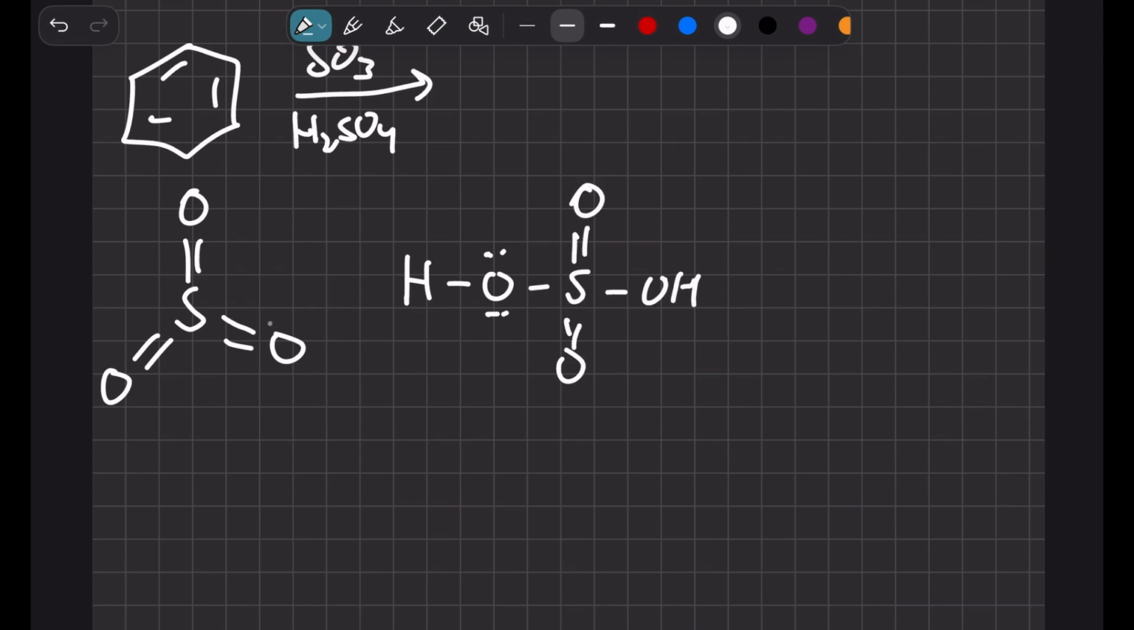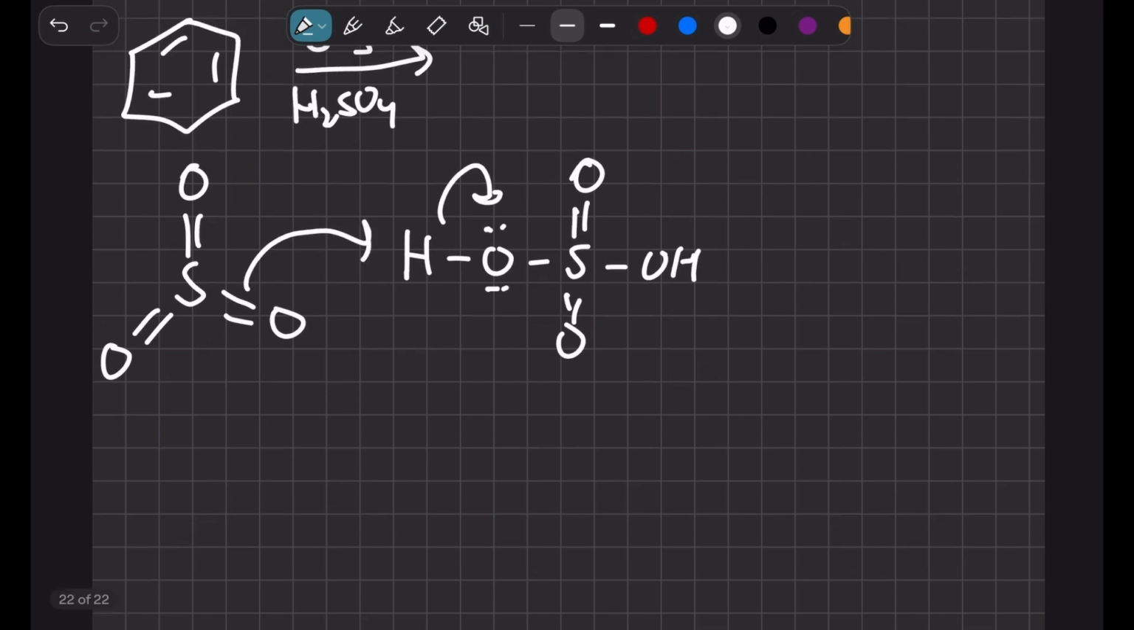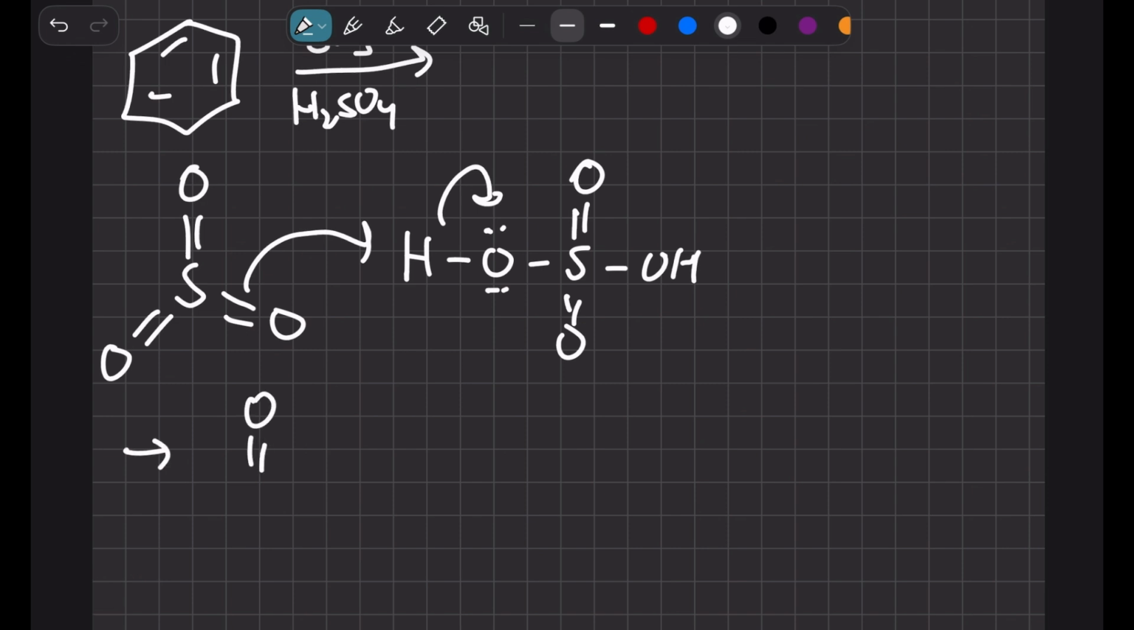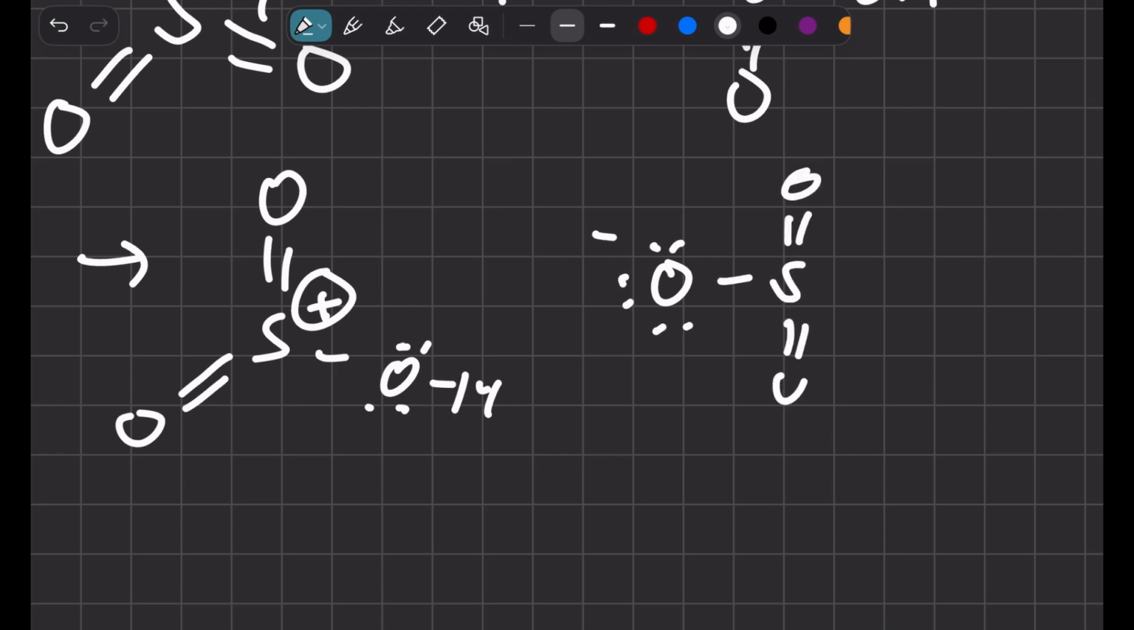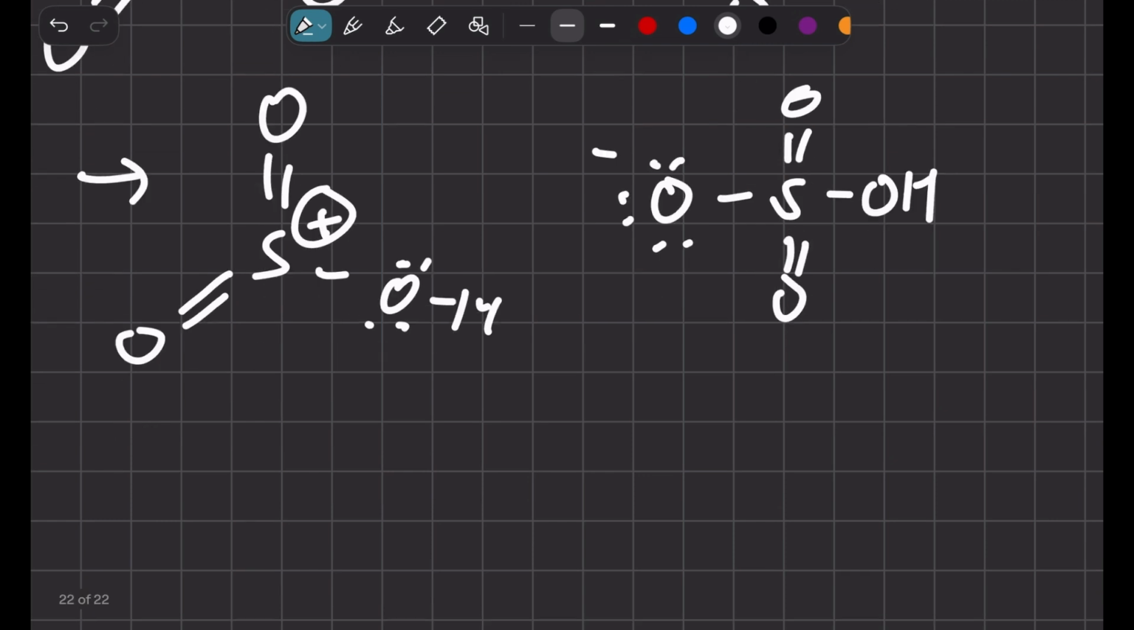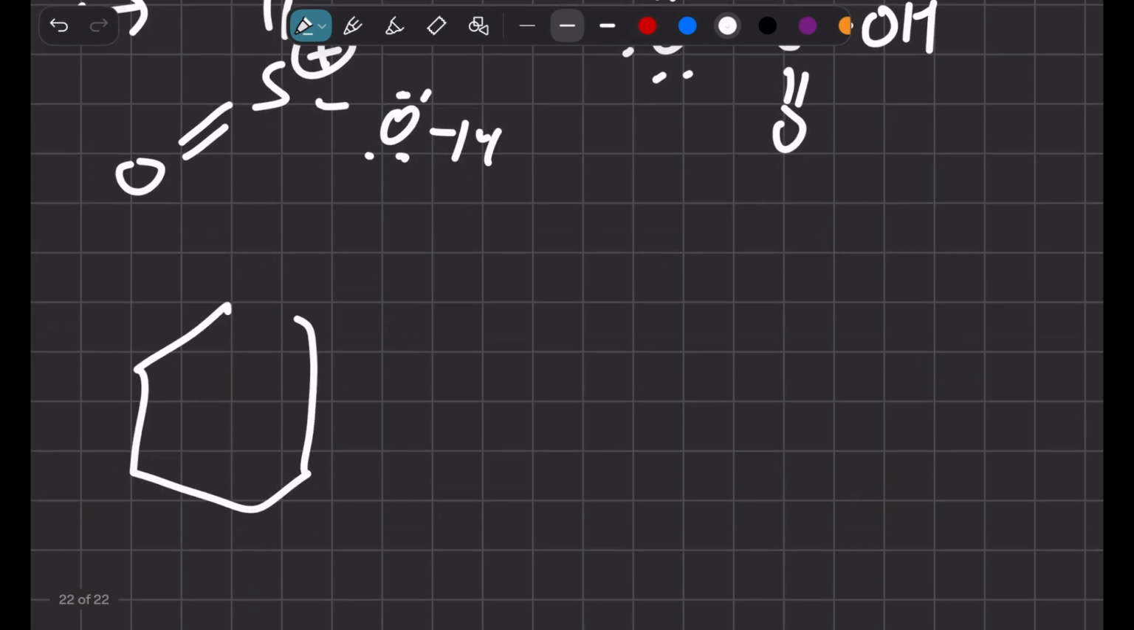And the double bond of one of the SO bonds is going to attack the hydrogen, creating our electrophile and our base. And since our sulfur lost an electron, it's going to have a positive formal charge. And then we're going to draw our base again right here. I hope you guys are starting to see the pattern of how we keep creating our electrophile and our base. Then our benzene right here.